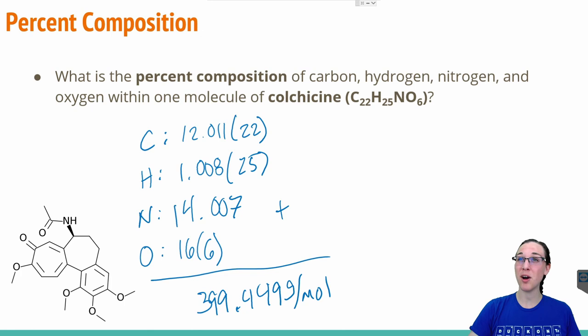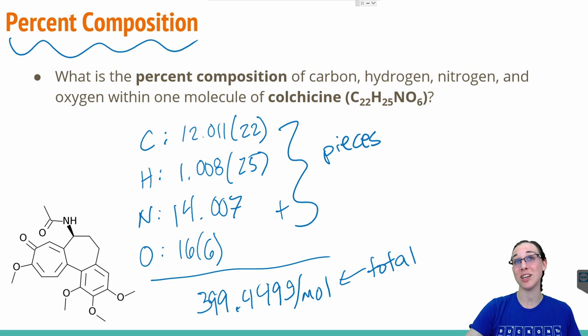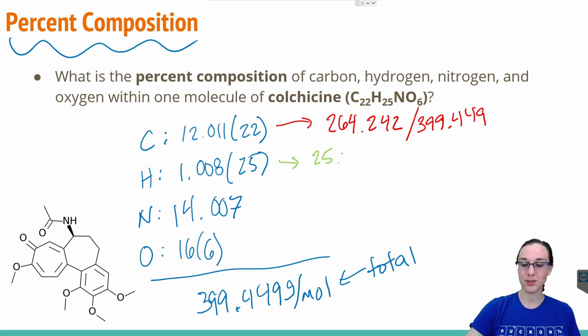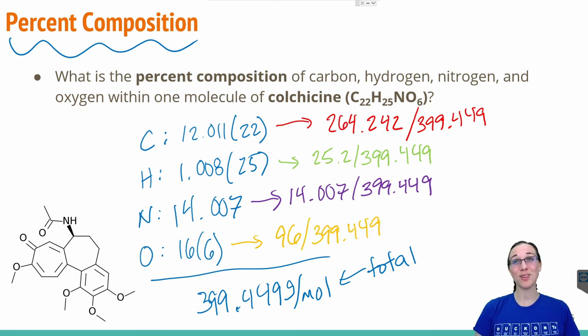Now we want to figure out, well, how much of each atom is present in that? Well, this is our total, and these are our pieces. And we know if we're trying to find a percent of anything, like a percent composition, we have to take the part or the piece divided by the whole or the total. So all we're gonna do is figure out what 12.011 times 22 is, and we see that that's 264.242. That's the piece. Divide that by the whole, 399.449. Let's do the same for the rest of them. 1.008 times 25 is 25.2, divided by the same total or whole. There's only one nitrogen, so we're just gonna take 14.007 and divide it by the whole. And last but not least, we have 16 times 6, that's 96, divided by the whole. Go ahead and plug those divisions into your calculator.